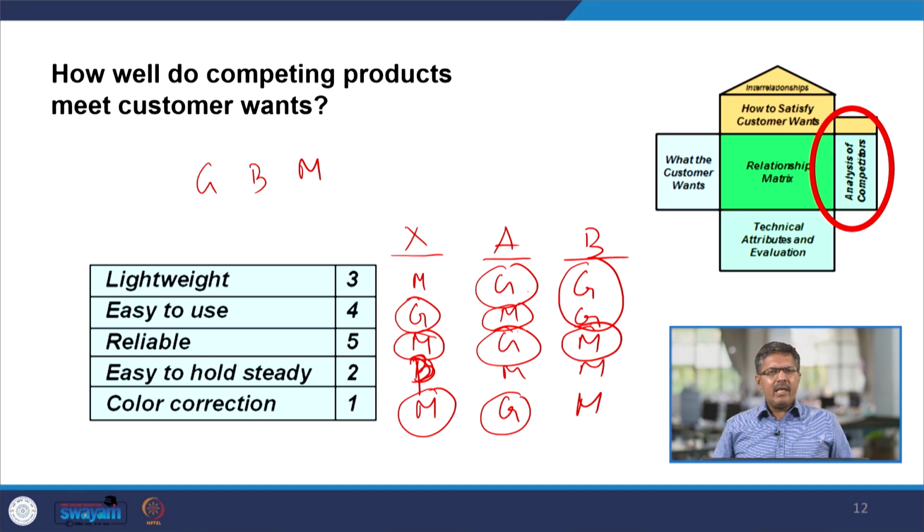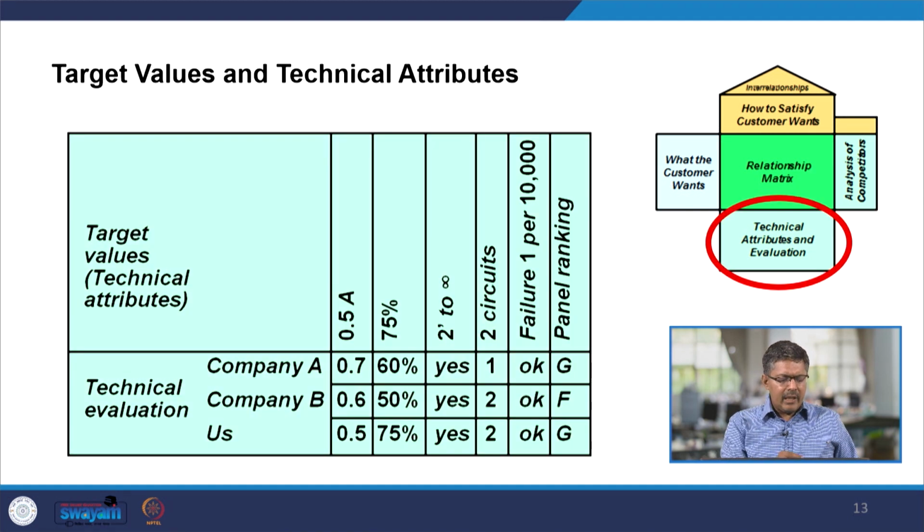So, by looking at the customer's wants, the company can understand what is its position in the market and where they need to improve. Okay. And then finally, we talk about the target values. So, technical attributes. What are the technical attributes that are required, and how do company A and B and us, these 3 companies, fare in the market? So, what is the value?